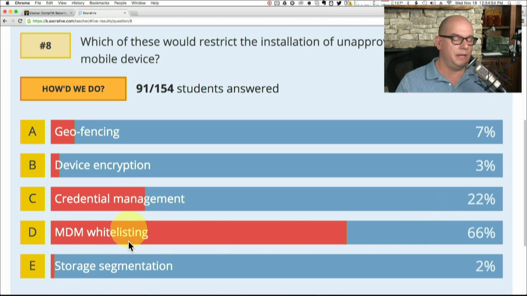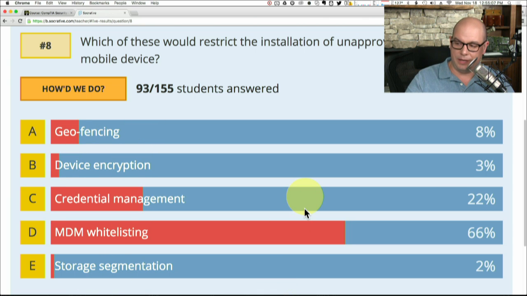66% of you said MDM whitelisting, so certainly a majority. But right behind it, 22% credential management would be a way to restrict the installation of unapproved applications. And in the single digits is geofencing, device encryption, and storage segmentation. So that's quite a bit whenever you're working through these. So which one would it be?